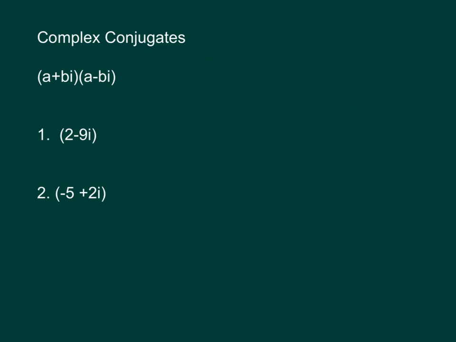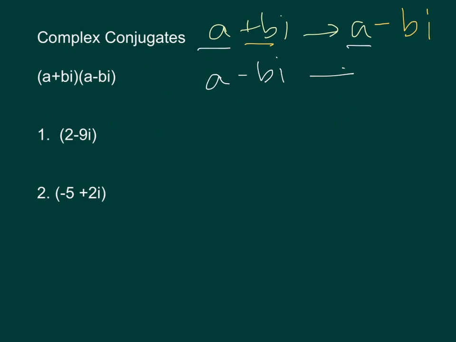The important part to remember here is if you have a plus bi and you're finding the complex conjugate, you're only taking the opposite of the imaginary term. So a minus bi. Notice the a value stays the same. We're not changing the real component. It can also be backwards. If I started with a minus bi, I'm just going to take the opposite of that component and leave a by itself, so a plus bi.